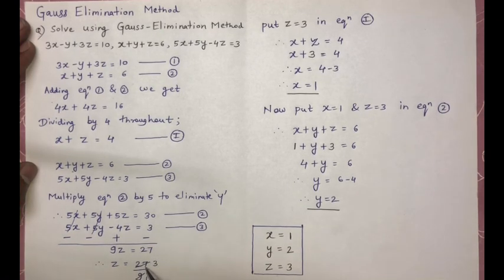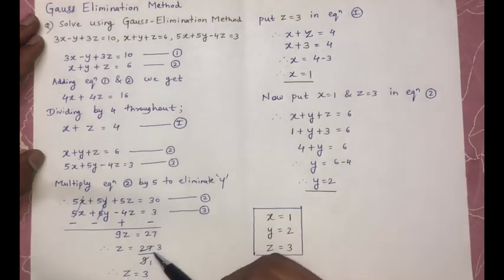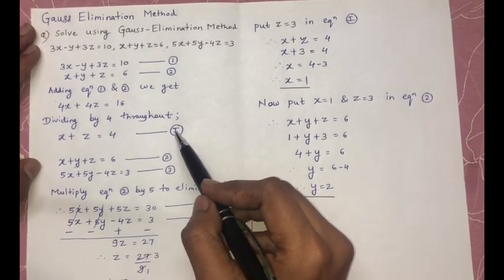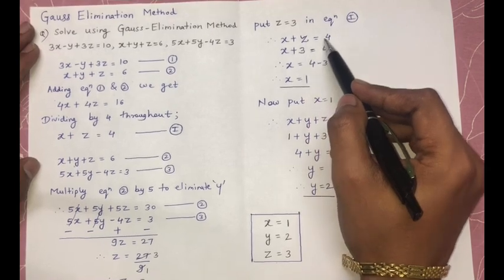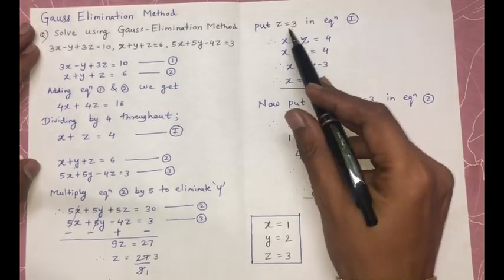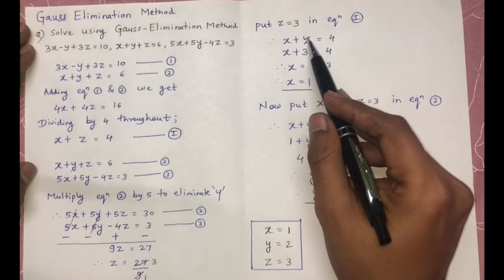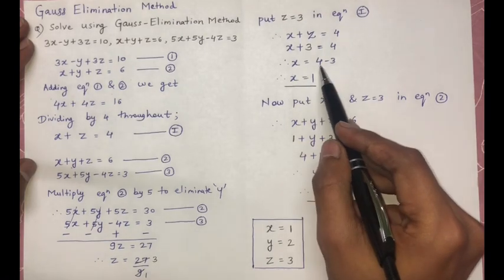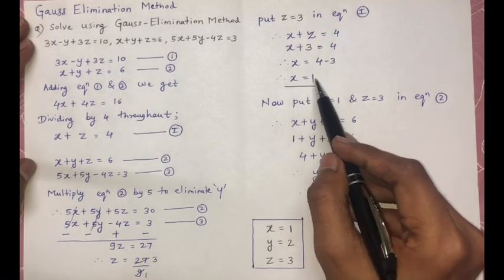So z is equal to 27 divided by 9. So z will become positive 3, because 9 ones are 9, 9 threes are 27. Once you get the value of z or any of the variables, you can put this value in equation 1, which is Roman 1. So x plus z is equal to 4. So I have substituted z is equal to 3 in this equation. So this will become x plus 3 is equal to 4. So x is equal to 4 minus 3, therefore x is equal to 1.